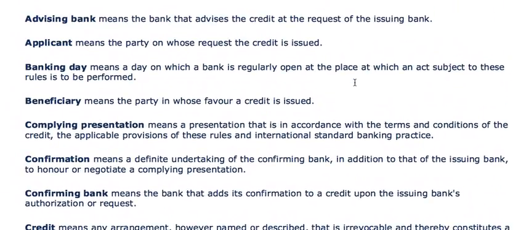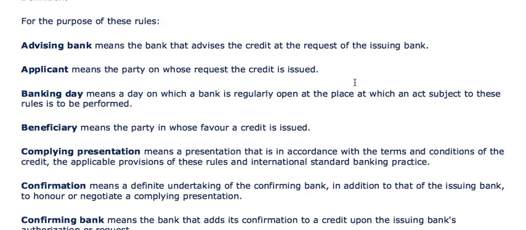Then there is one more party, that is advising bank. Advising bank means a bank that advises the credit at the request of the issuing bank. So the issuing bank requests some bank, maybe in the country of the seller, or with whom the banks of the seller's country have an arrangement. It will request that bank to advise the letter of credit. It is called advising bank.